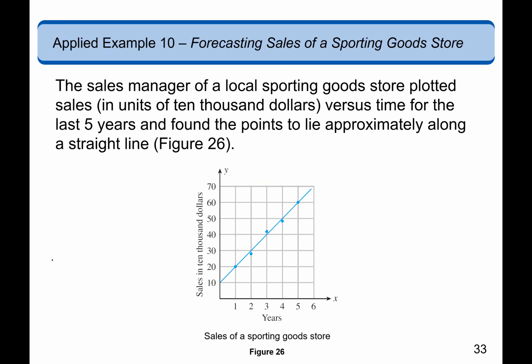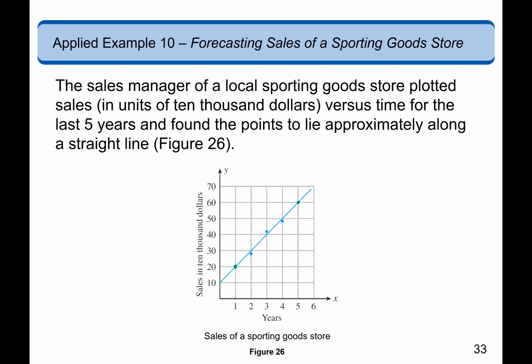So the sales manager of the local sporting goods store plotted sales versus time for the last 5 years, and found a point on the line. If you look at this, which 2 points do we use? Any suggestion? Looks like the first point right here is exactly located on the line, and the middle 3 are slightly off. So you probably wouldn't want to use those.